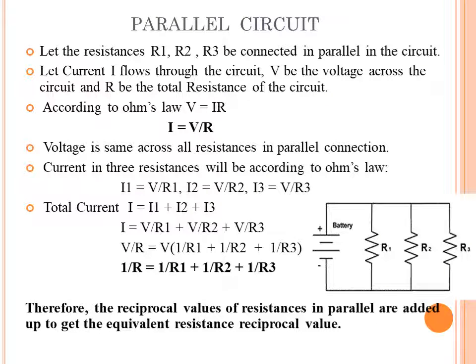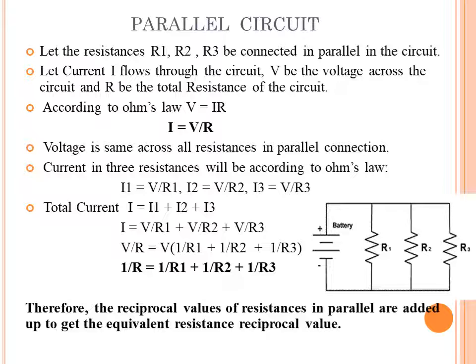The next one is parallel circuit. Let the resistances R1, R2, R3 be connected in parallel as shown in the figure. Let current I flow through that circuit. Total current is I, total voltage is V, and the total resistance is R. According to Ohm's law, V is equal to IR, and by transposition rule we can see I is equal to V by R. Voltage across all the resistances in parallel is same.